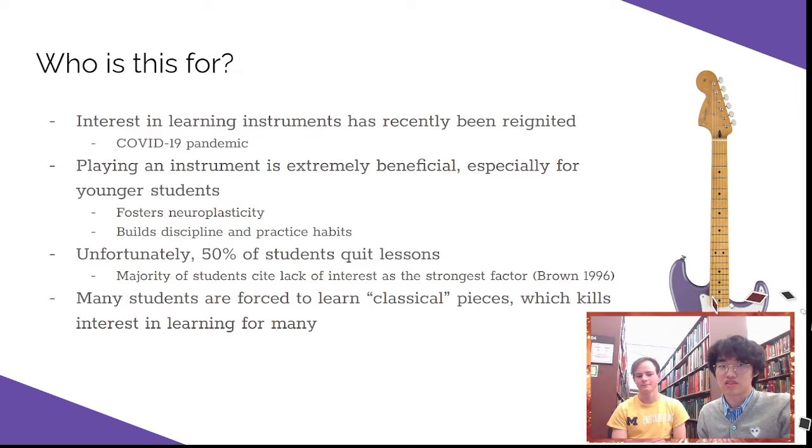And we think that, notwithstanding, playing an instrument is extremely beneficial, right? Especially for younger students. It fosters neuroplasticity, so that can be applied to basically everything else that they're going to do in their life, not just music. It also builds discipline and practice habits, and also it's pretty cool to be able to play instruments. But the big thing is that 50% of students quit lessons, right? And that's pretty bad. They're not going to get any of those benefits if they're not playing instruments.